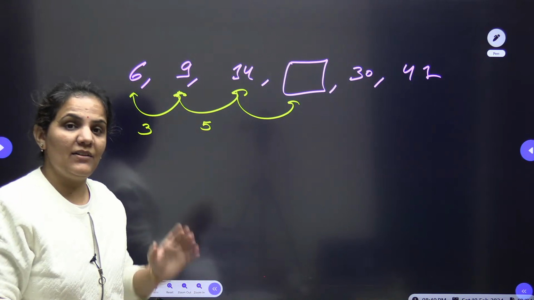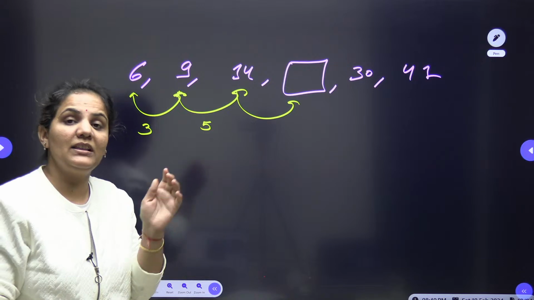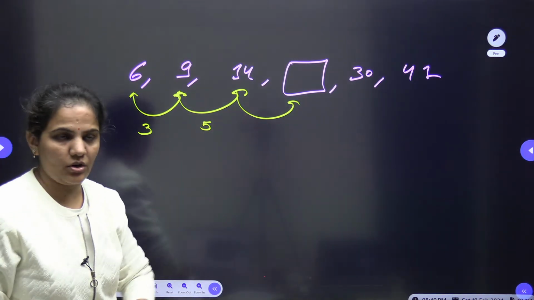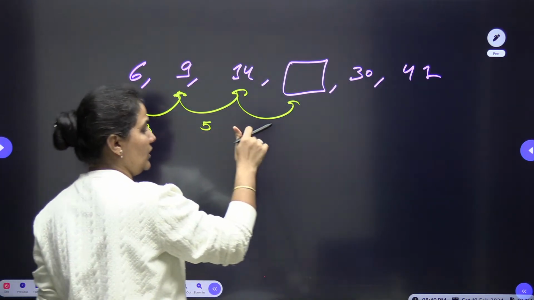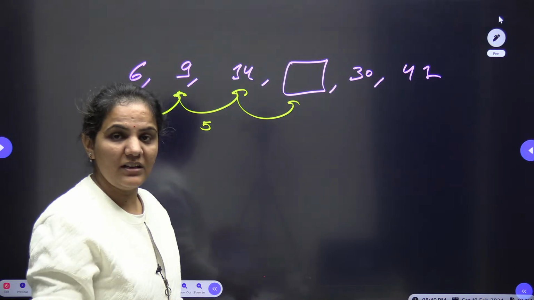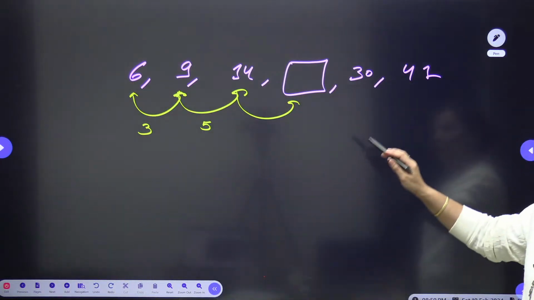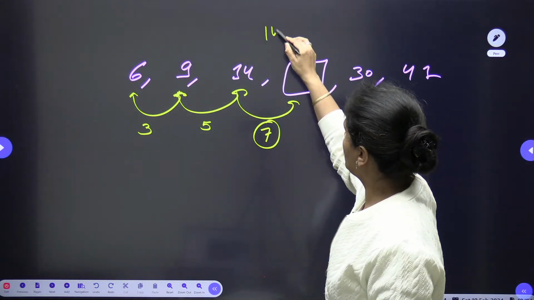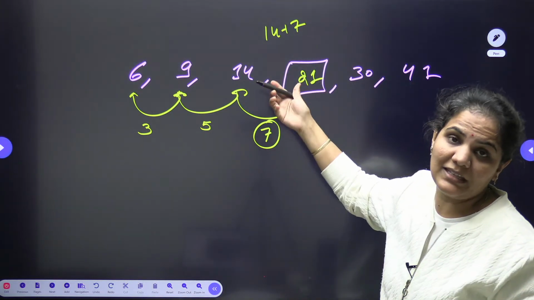So maybe here we have the consecutive odd number concept, maybe the prime number concept. Until I check this, I am not sure. If I follow the same pattern, here I have 3 then 5. It should be according to this, but we cannot conclude yet. If I go with the same, the next number should be 7. Then 14 plus 7 should be 21. But I am not sure, it can be anything else also.